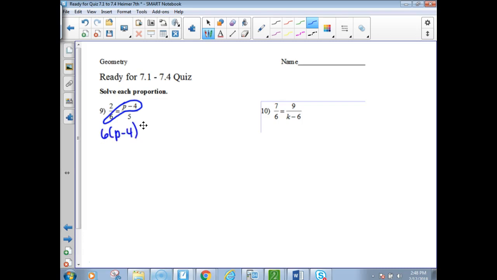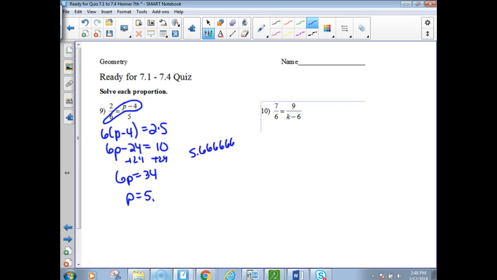So we're doing 6 times p minus 4 equals 2 times 5. That's 6p minus 24 equals 10. Add 24 to both sides. We get 6 times p is 34. And then when we divide by 6, we're going to get a decimal. Now on your calculator, you're going to see 5.6666.